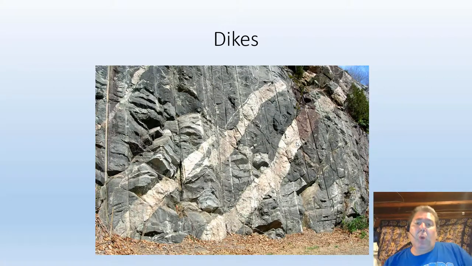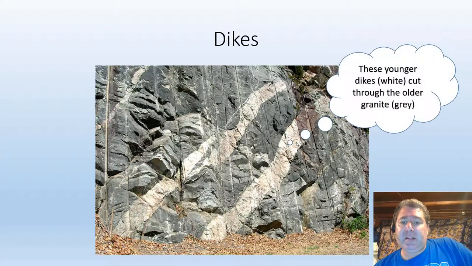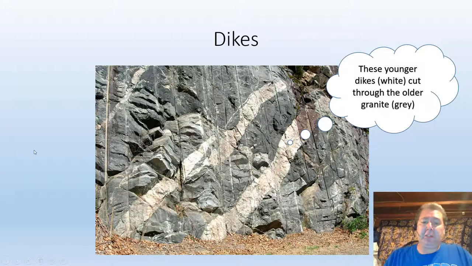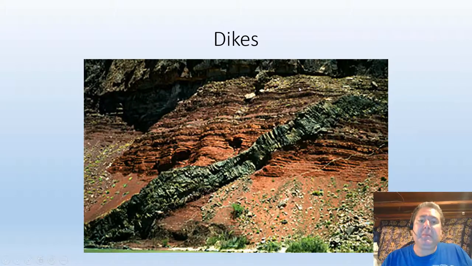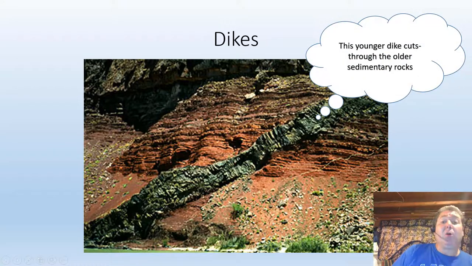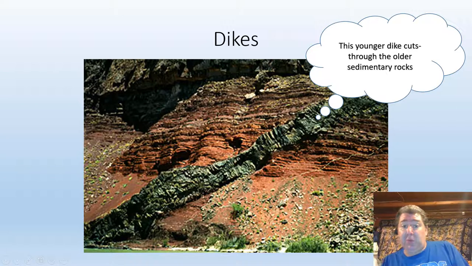Here's an example from the wild. We have these white colored dikes cut through the older gray granite. We know that because they cut through them. So this granite must have been here first, because you can't put this inside something that's not there. Here's another example. We have sedimentary layers that are cut by a dike. Here we see all those nice horizontal layers, and then a dike came cutting through. So this dike must be younger.